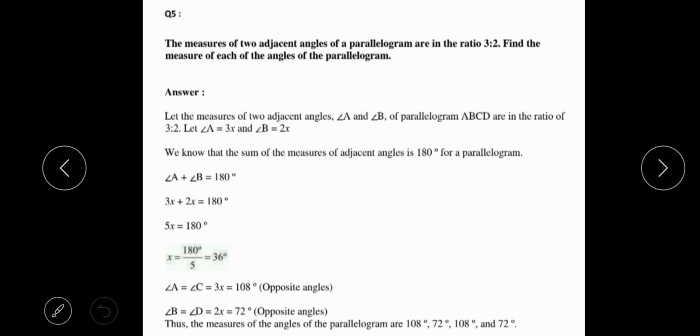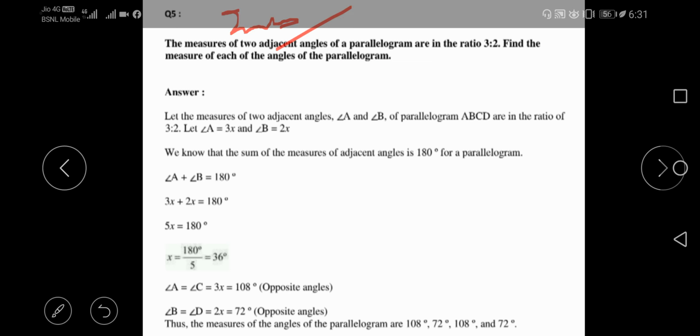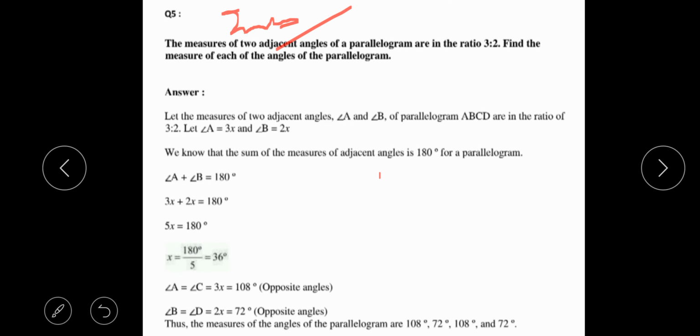Next question, again a very important question in your 8th standard. The question is about the measure of two adjacent angles of a parallelogram. As we know, the sum of the measures of two adjacent angles is equal to 180 degrees. We have to use this property here. The measures of two adjacent angles of a parallelogram are in the ratio 3:2. I already explained that if a ratio is given, then we consider the angles to be 3x and 2x. Now find the measure of each angle of the parallelogram.